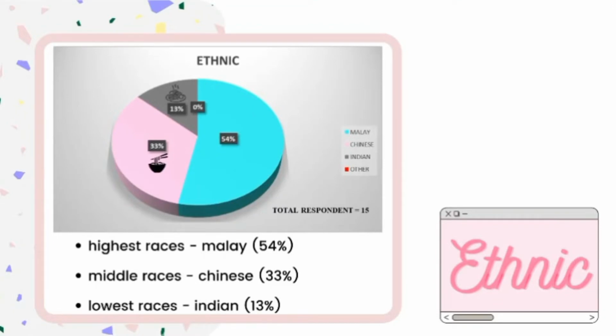Then, let's continue with respondents divided by their ethnicity. There are 3 races that participated in this case, which are Malay, Chinese, and Indian. The majority race is Malay, accounting for 54%, followed by Chinese with 33% of respondents, and the lowest one is Indian with 13%. Those numbers follow the pie chart that I show in the slide.